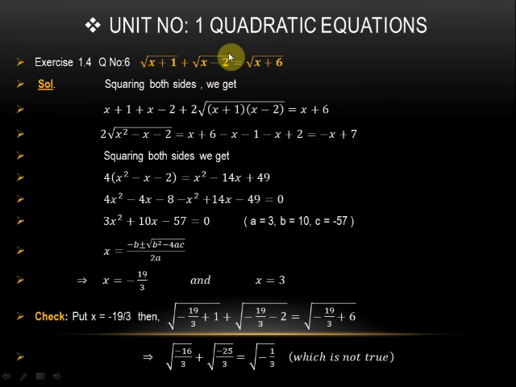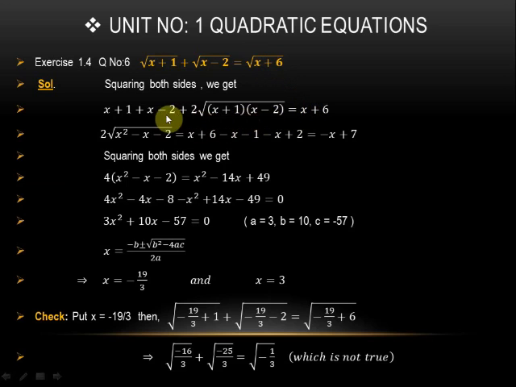taking whole square of left side, we will get square of first value x plus 1 plus square of second value, square cancels with square root and we get x minus 2, twice plus 2 under root x plus 1 into x minus 2 is equals to, on taking square of right side value, we will get x plus 6.